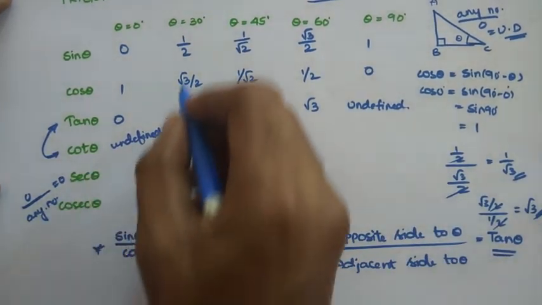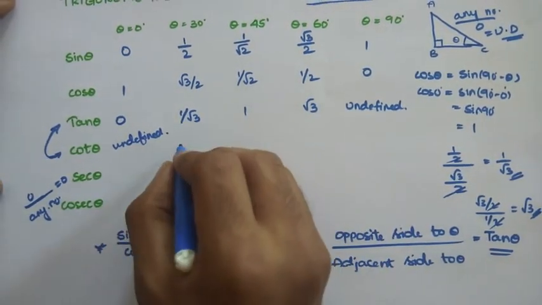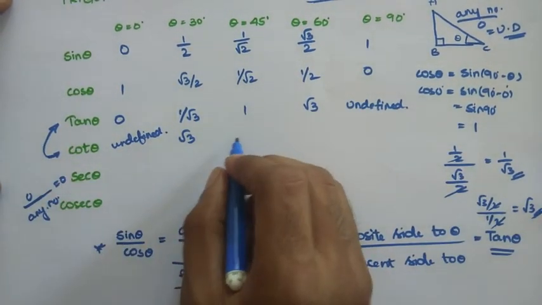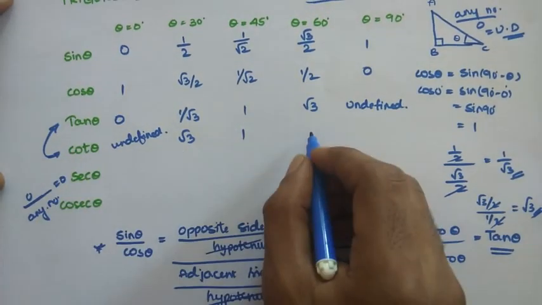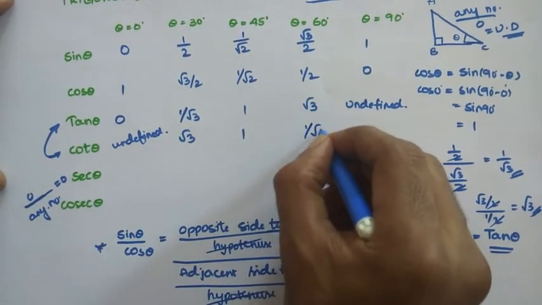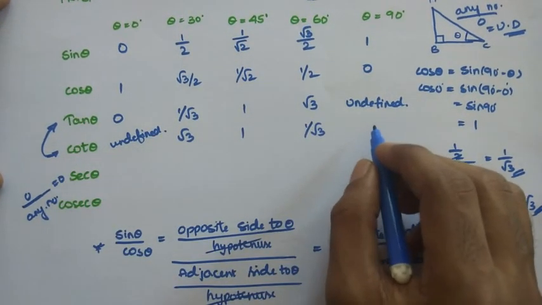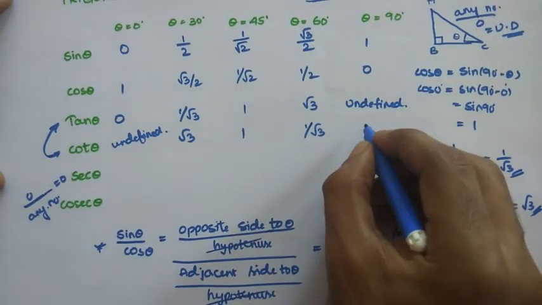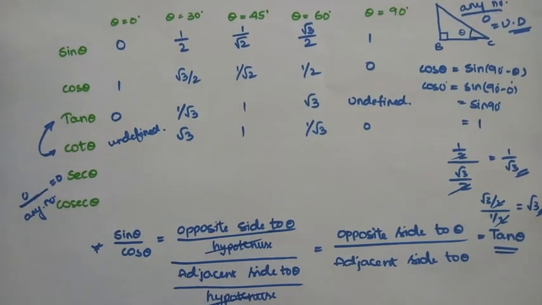Next we need cot 30 degrees. Cot 30 degrees is nothing but tan 60, so it will be root 3. Similarly, cot 45: if we want cot 45, we need tan 45, so it will be again 1. We need cot 60 here. Cot 60 is nothing but tan 30, so it will be 1 by root 3. And finally cot 90. Cot 90 is nothing but tan 0, so it is 0. This is how we are going to fill it.